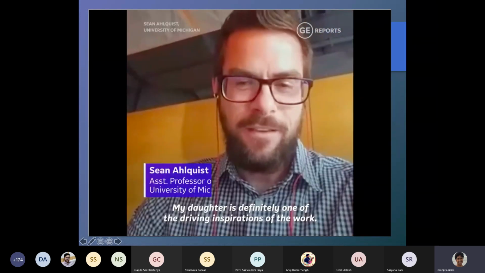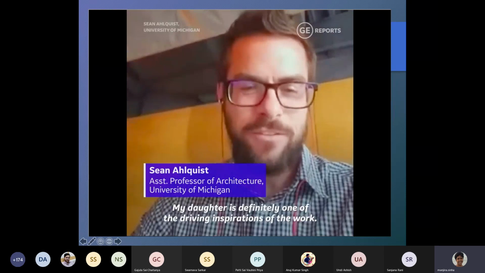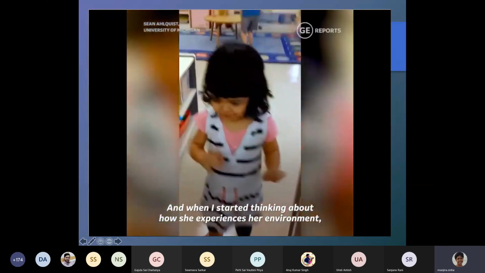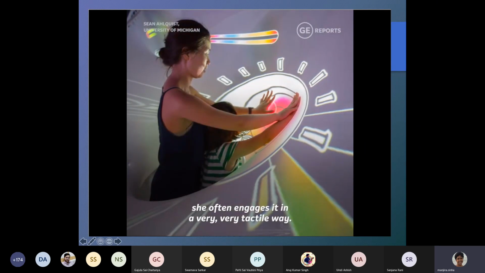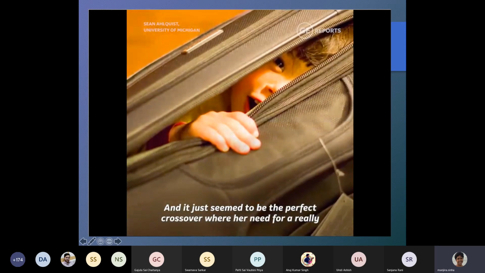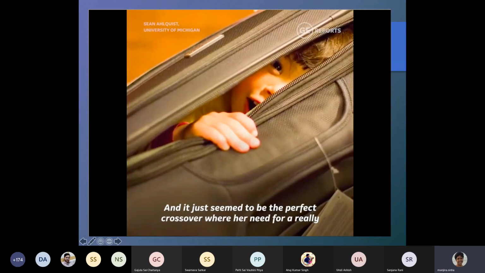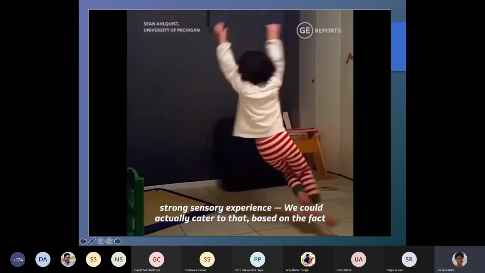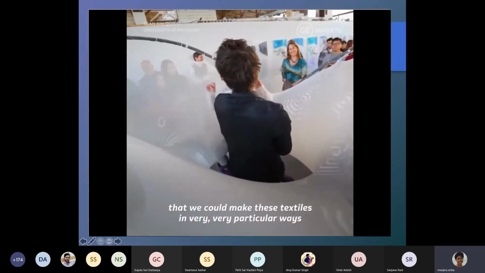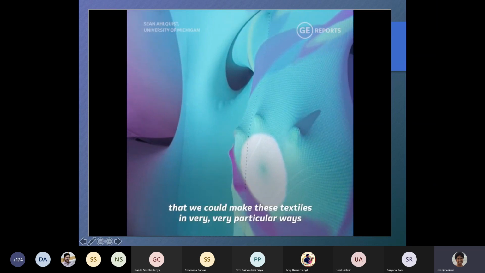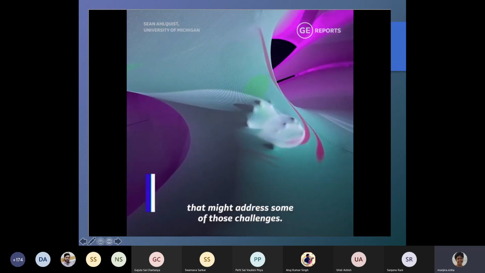My daughter is definitely one of the driving inspirations of the work. When I started thinking about how she experiences her environment, she often engages it in a very, very tactile way. And it just seemed to be the kind of perfect crossover where her need for a really strong sensory experience, we could actually cater to that, based on the fact that we could make these textiles in very, very particular ways that might address some of those challenges.